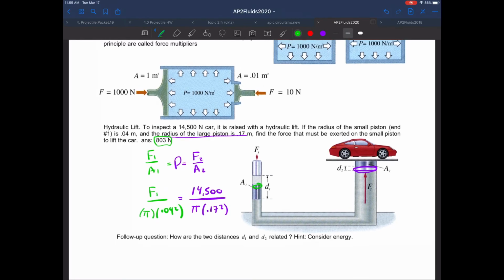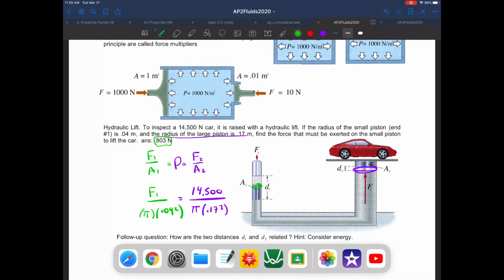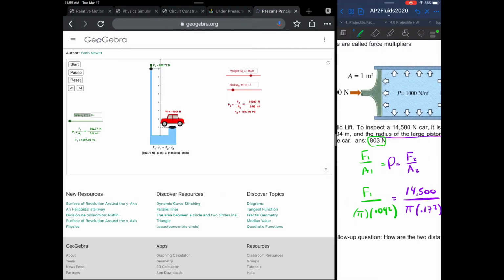And I actually have this up in a simulation over here that I'm going to pull onto this side. Here's what we're expecting to see. And if you look at our simulation, they give us the weight of the car, which I put in. I had to scale up our radius, but that's okay. I scaled it up on each side, so it won't affect our final answer. So I scaled up our radius of our car side and the radius of our pushing side. So notice that we do have to push with this 803 Newton force.